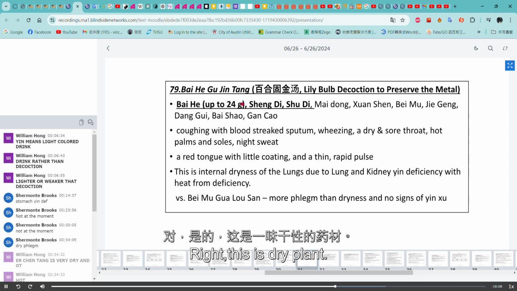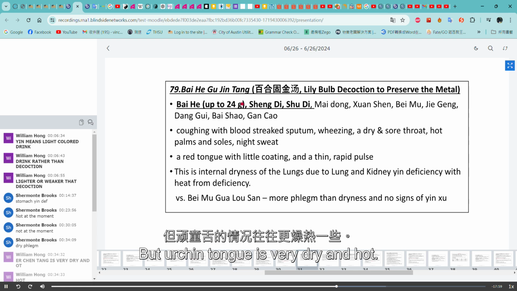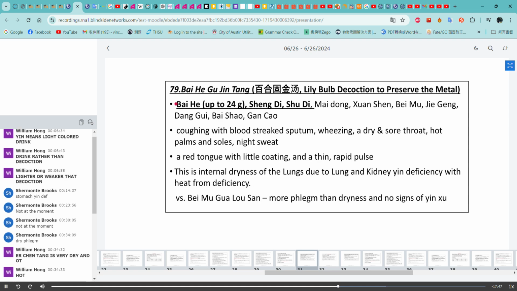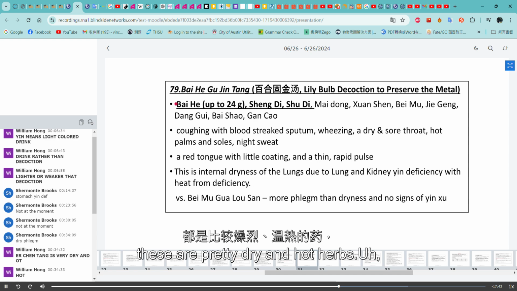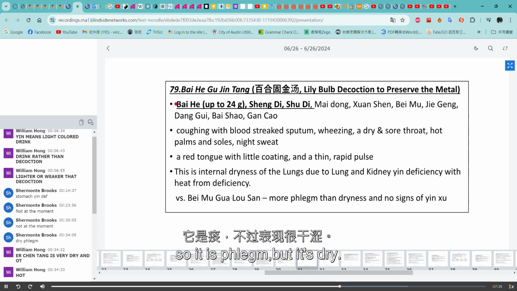Right, this is dry phlegm. Beimugualosan is actually the same strategy as urchin tongue, but urchin tongue is very dry and hot, because Chenpi and Bansha are pretty dry and hot herbs. Beimugualosan is for dry phlegm, so it is phlegm but it's dry.